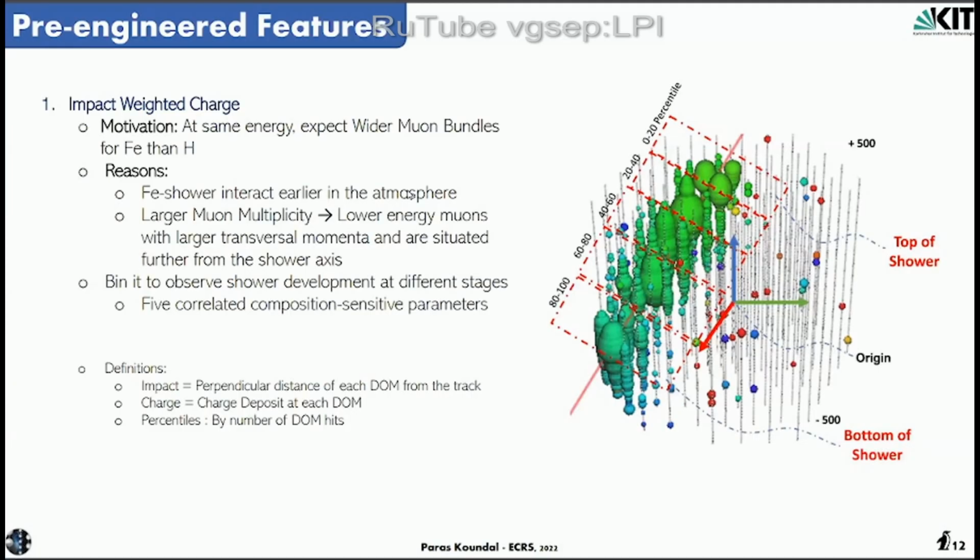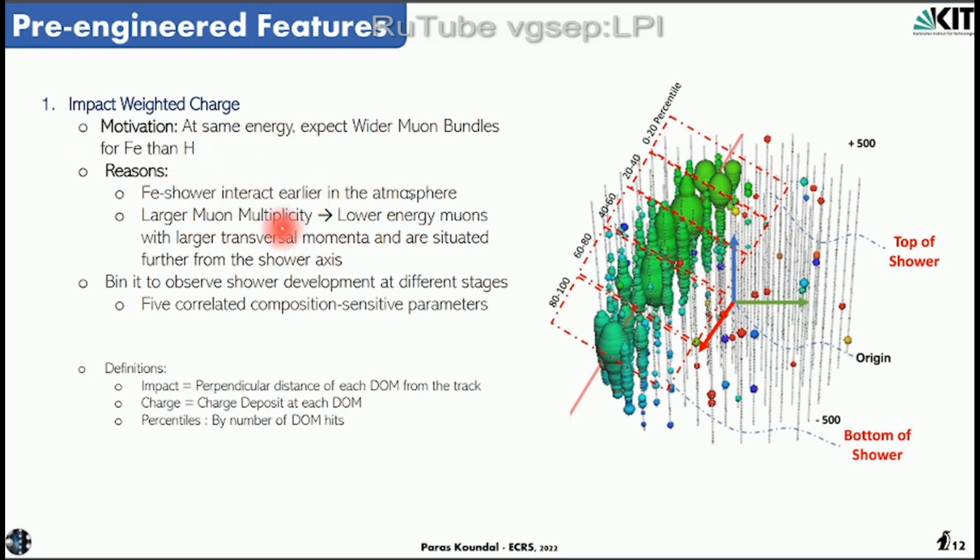So the first one, as I told, is called impact weighted charge. So what I do is divide the in-ice track into 5 percentile bins, and then in each bin I calculate some impact weighted charge. And impact here just means the perpendicular distance. And why do I do that? The motivation is simple, that at same energy we expect a wider muon bundle for iron than proton.